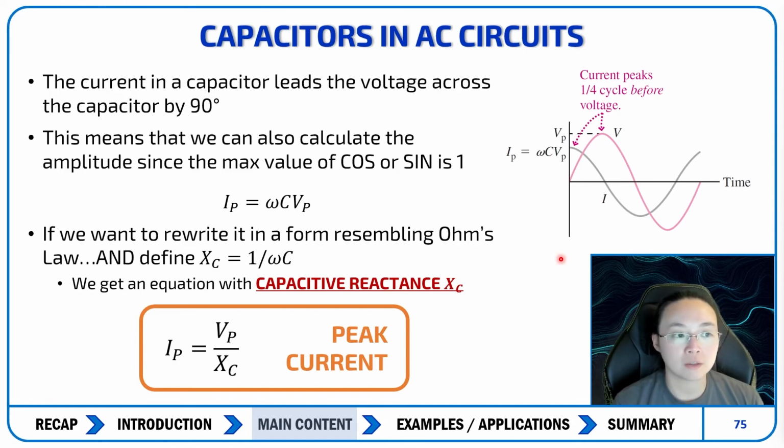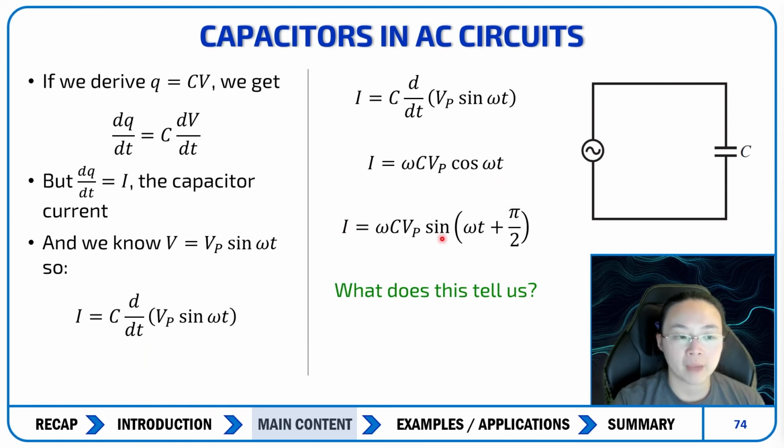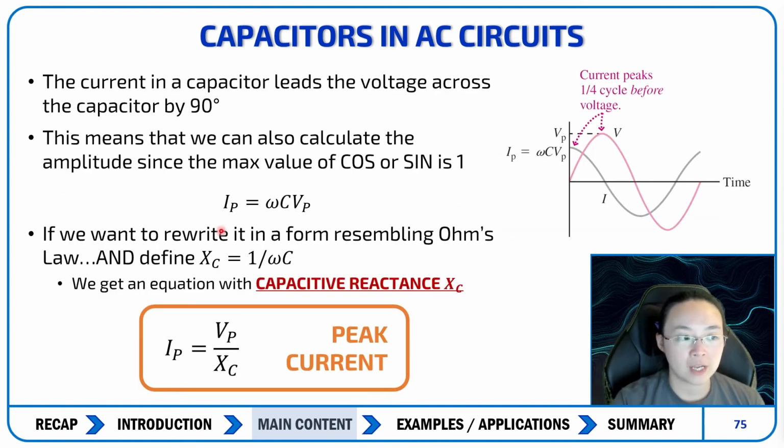It means that we can also calculate the amplitude, since the maximum value of cosine or sine is 1. So we can make a comparison and we can say the current is equal to omega C Vp because, going back, the maximum current is going to be when sine of all of this is 0 or when cosine of all of this is 0. So Ip equals omega C Vp will be the maximum value of I. So that is what we call the peak current.